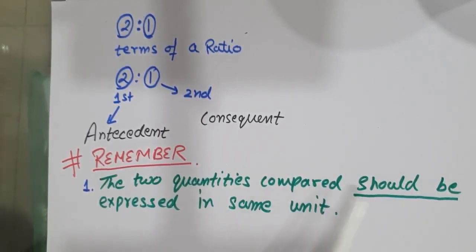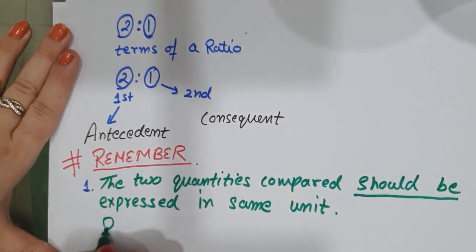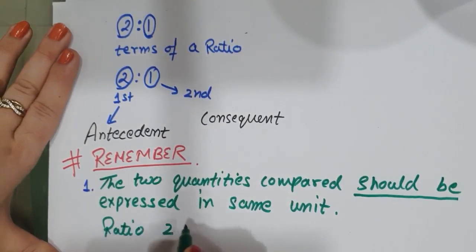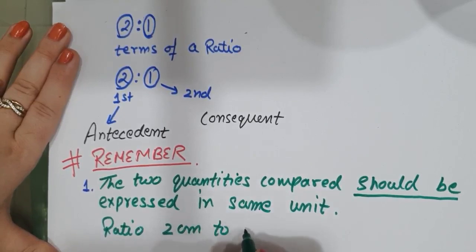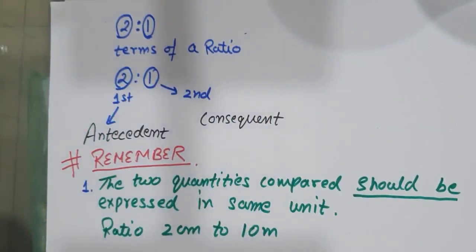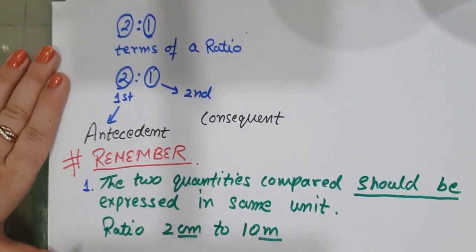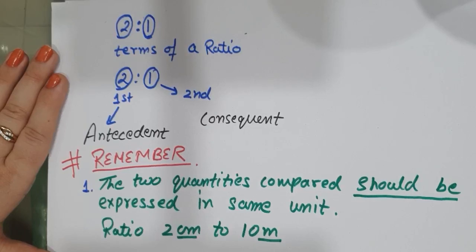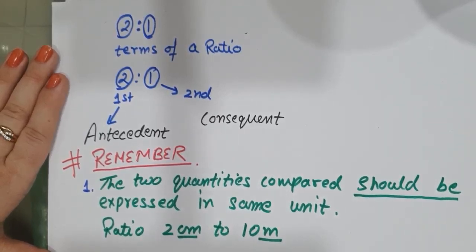Focus upon it. They should be expressed in the same unit. For example, if I write the ratio 2 centimeter to 10 meter, then this is incorrect. We cannot find a solution for two such quantities which have two different units. To find the ratio or the comparison, we need to have both the quantities with the same units.